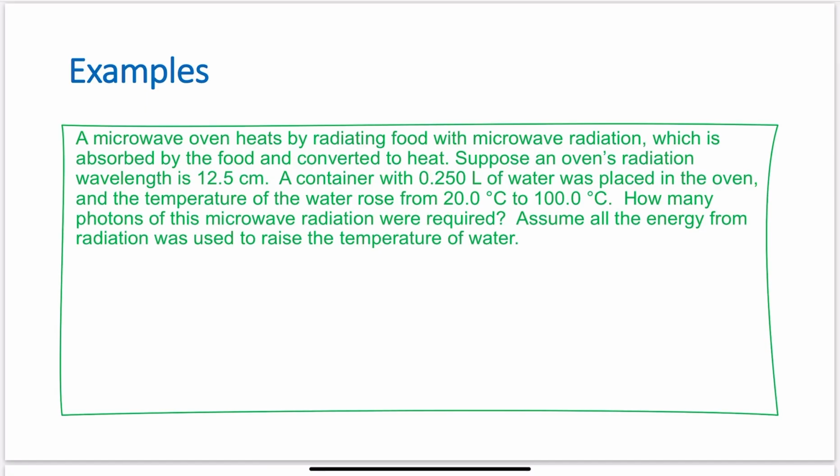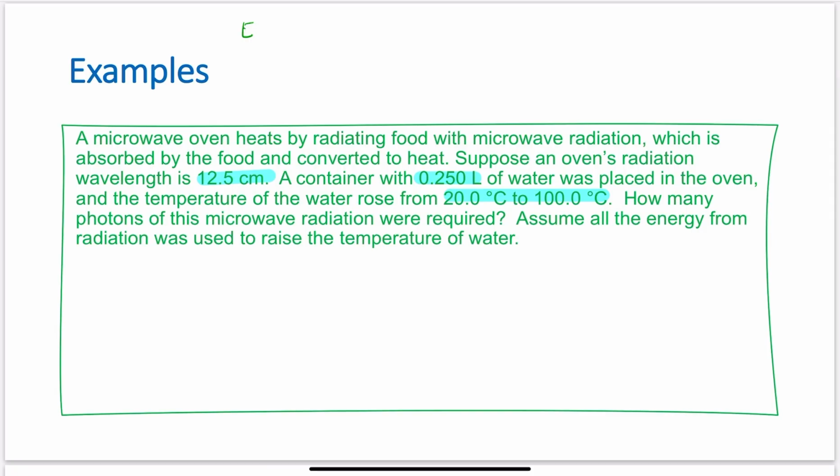A microwave oven heats by radiating food with microwave radiation, which is absorbed by the food and converted to heat. Suppose an oven's radiation wavelength is 12.5 centimeters. A container with 0.250 liters of water was placed in the oven, and the temperature of the water rose from 20 degrees to 100 degrees. How many photons of this microwave radiation were required? Assume all of the energy from the radiation was used to raise the temperature of water.